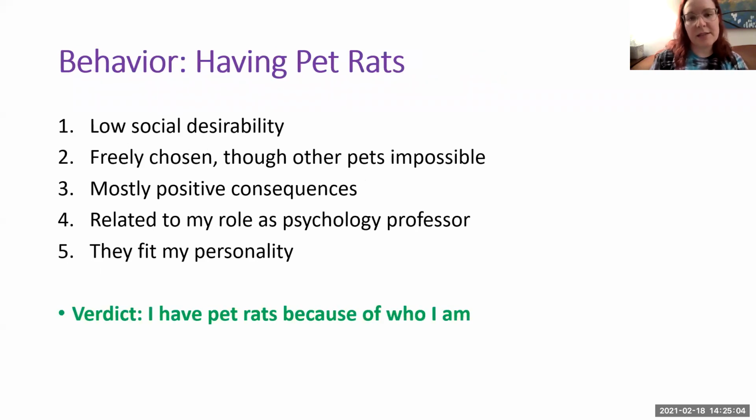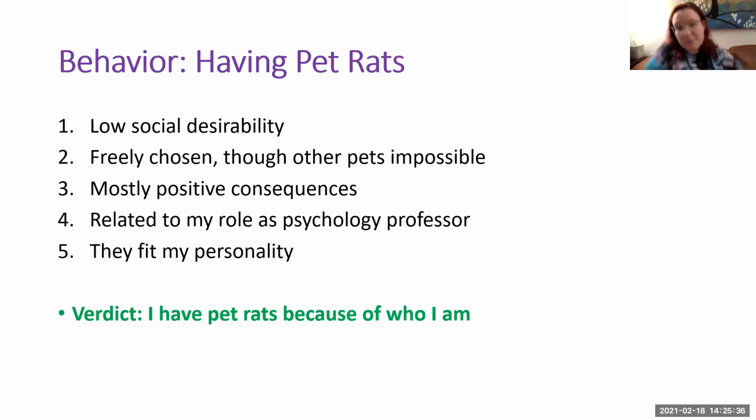Now let me put this in an example, with me having pet rats. For the most part, although I know a lot of you are on the same page with me and even have some pocket pets of your own, people get kind of squicked out by rats. So it's not a really socially desirable pet like a dog or a cat that almost anybody's going to like. So for factor one, there's low social desirability for me having pet rats.